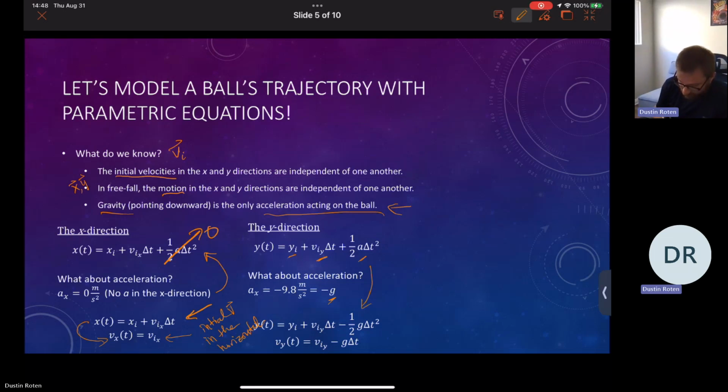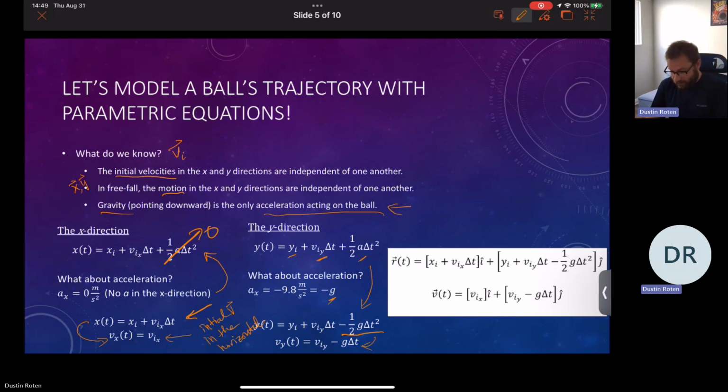Essentially, in the y direction, we actually can have all three things. We can have an initial position, we can have an initial velocity, and we can have an acceleration. So the y direction function here is going to be a little more complicated than in the x direction, and that's just because our acceleration due to gravity is in the vertical. Same thing again, we can take a derivative and talk about the velocity in the vertical, and that's given right here.